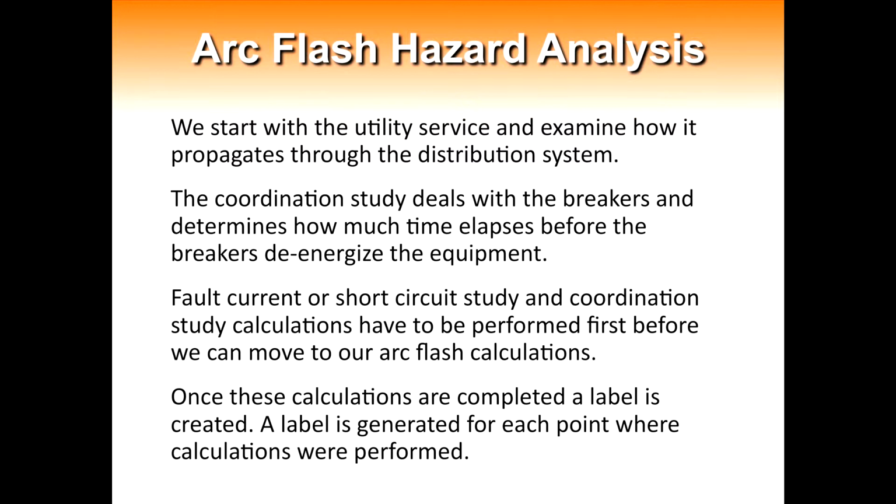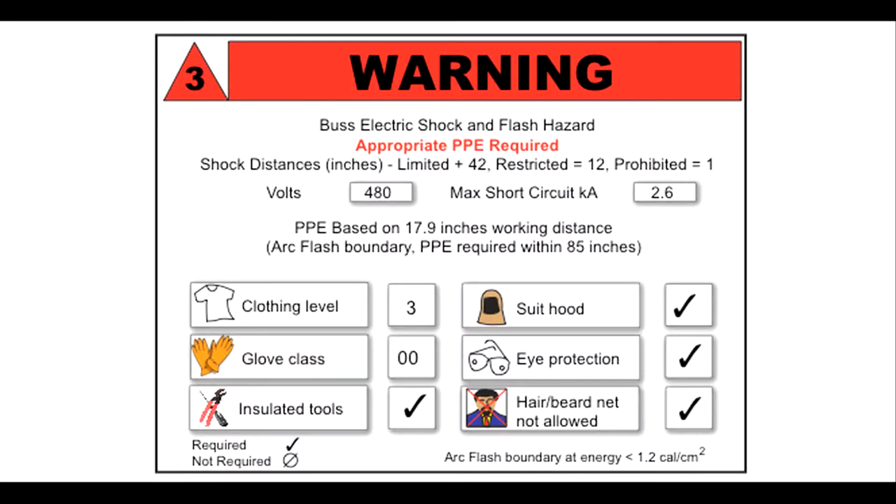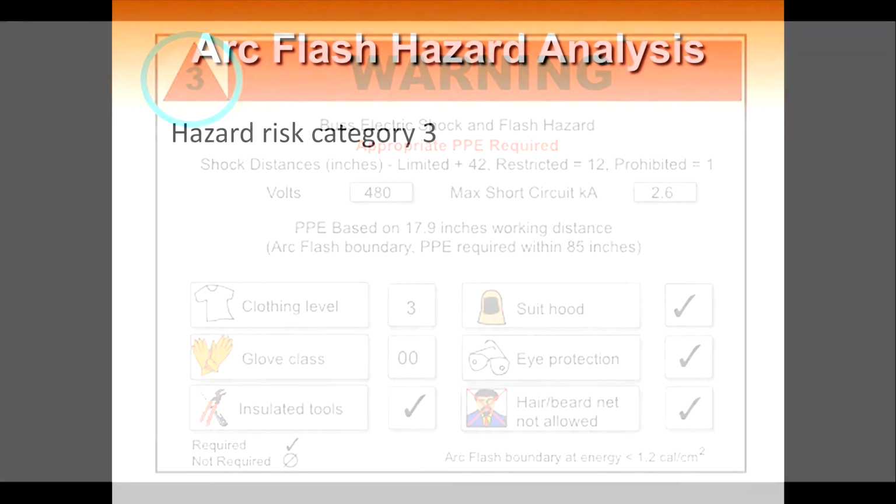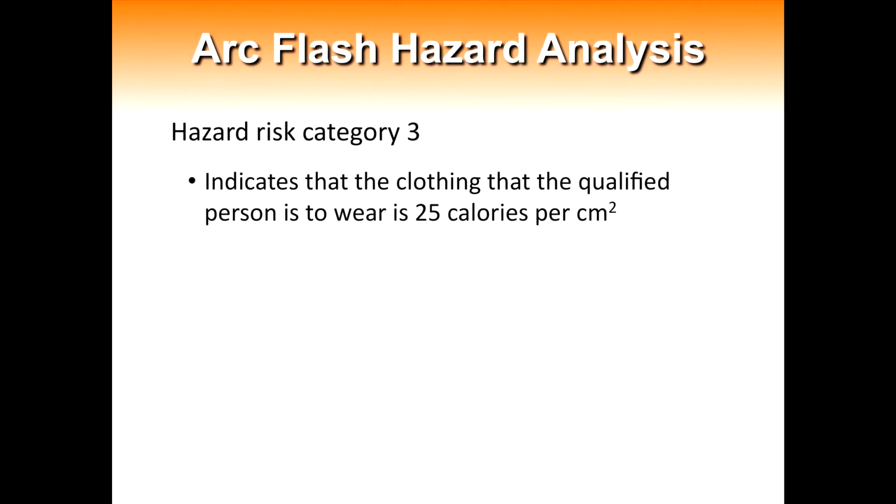A label is generated for each point where the calculations were performed. Here is a sample warning label from a previous job with number 3 in the top left. This stands for Hazard Risk Category 3, which indicates that the clothing that the qualified person is to wear is 25 calories per centimeter squared.